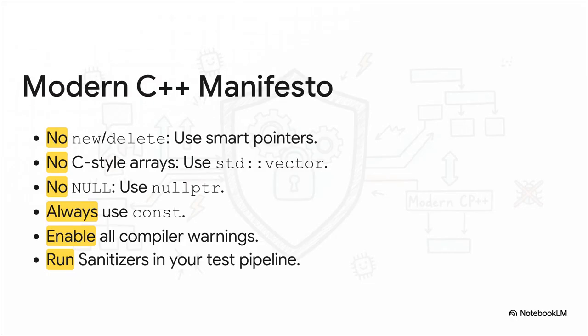So, this is it. This brings it all together. This is your manifesto for modern C++. It's a set of simple rules. No more manual new and delete. No more C-style arrays. Use the modern, safe alternatives. Always mark things as const if you can. Turn your compiler warnings all the way up and treat them as errors. And of course, run your code through the sanitizers.